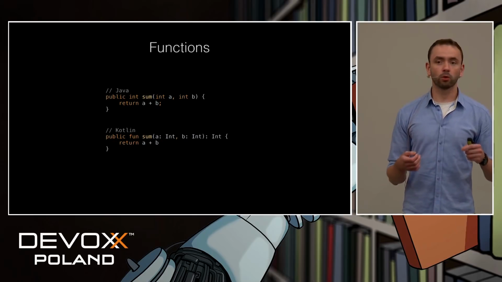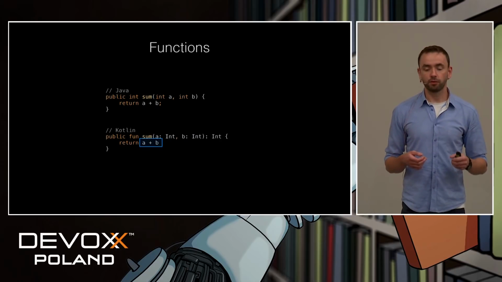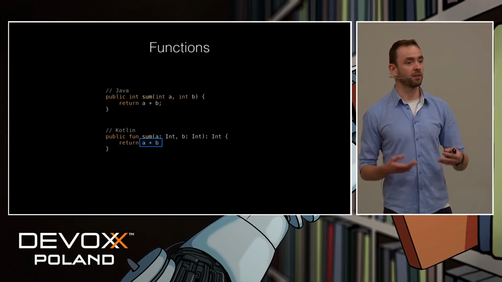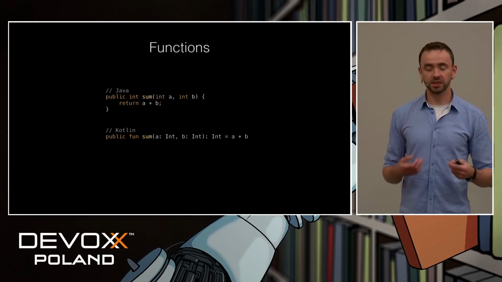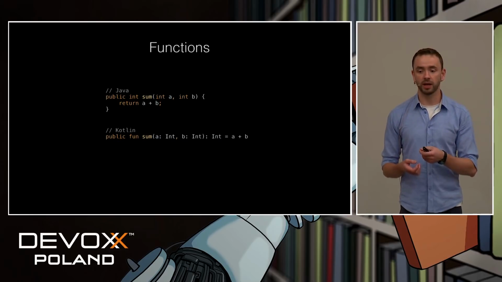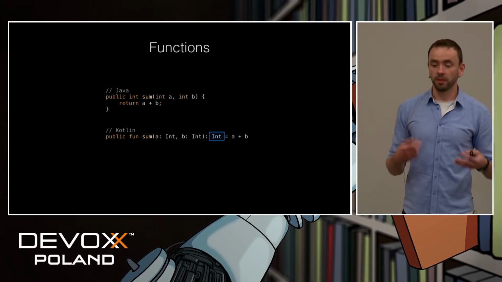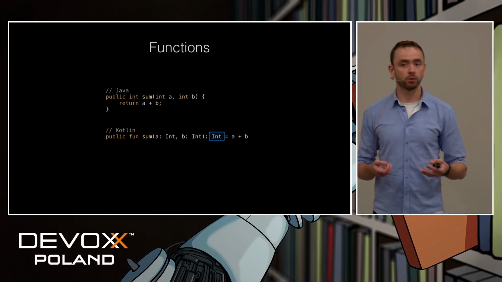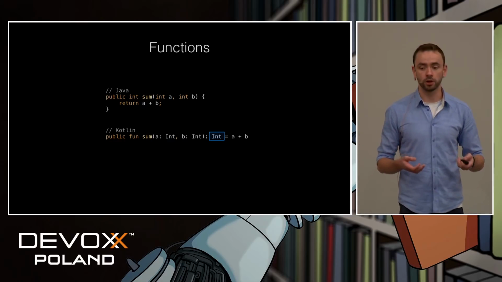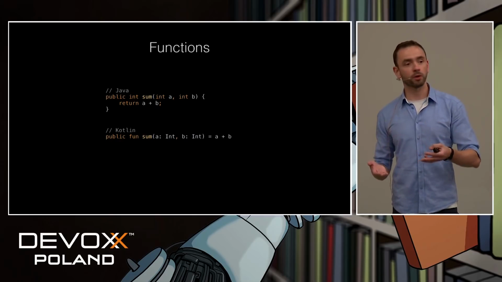But here we can already leverage one of Kotlin features, which is if we have a single expression function like this one, we can simplify it by removing this return and those curly brackets. And also, we all know that both A and B are integers, so their sum will also be an integer, so we don't have to write this explicitly. And this is type inference in action.